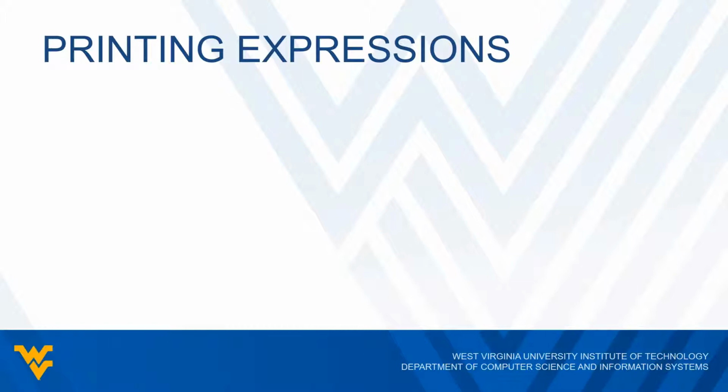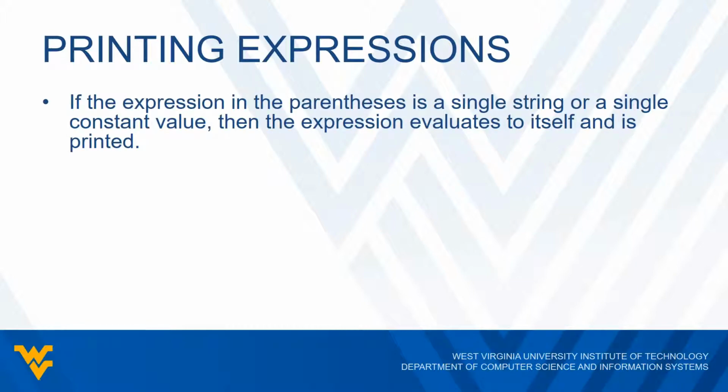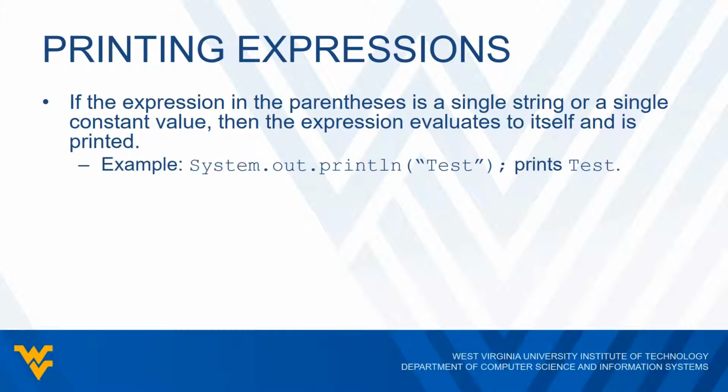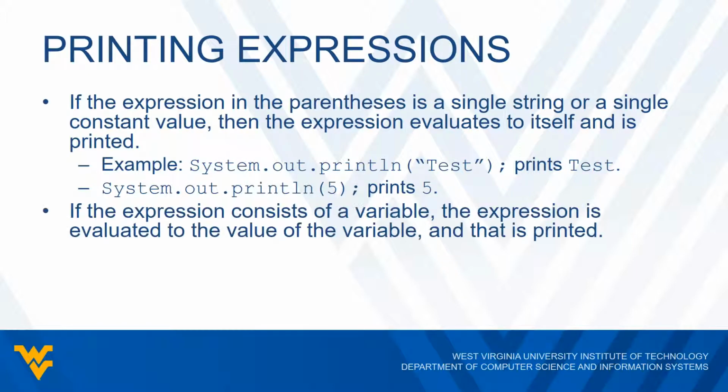Now let's take a look at what we put inside the parentheses. If the expression that's in the parentheses is either a single string or some single constant value, then the expression inside the parentheses would evaluate to itself, and that's what we would print. For example, if I have the string "test" in quotes inside the parentheses, then my println statement is going to simply print test. If I have something like just the number 5, no quotes or anything, just a numerical 5, then that number gets printed.